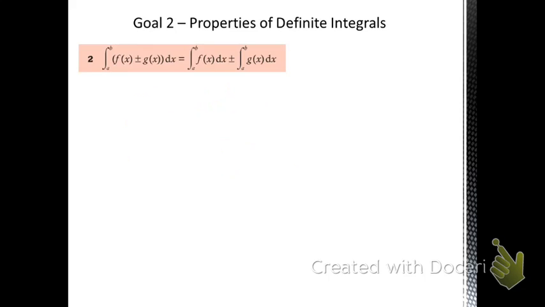Okay, so just as with indefinite integrals, if you're finding the integral of the sum of two functions, you can separate it into the sum of two integrals. If you have the definite integral of a sum or difference of two functions, you can separate it into the sum or difference of two definite integrals. And each of those definite integrals would have the same limits of integration.